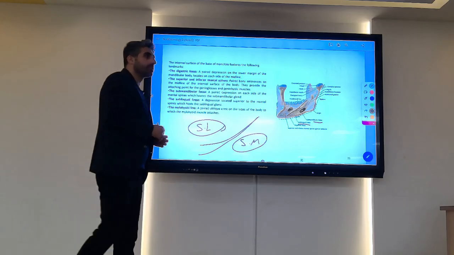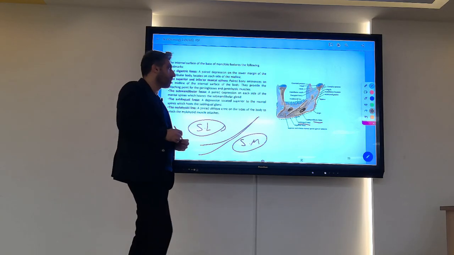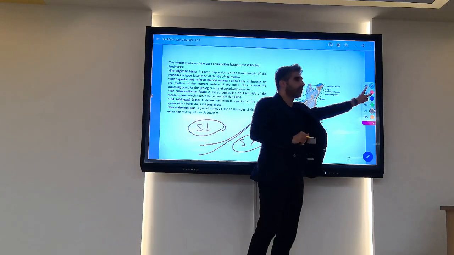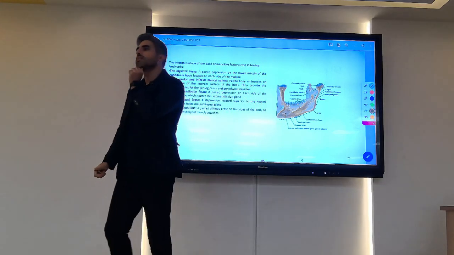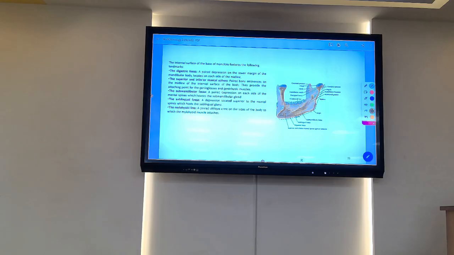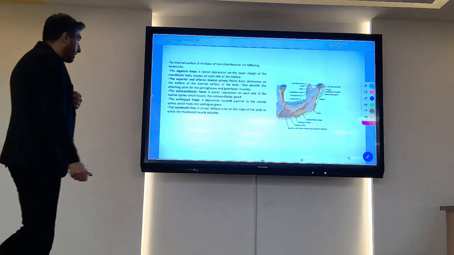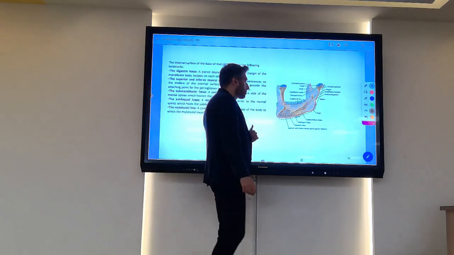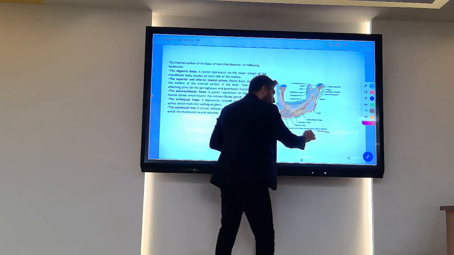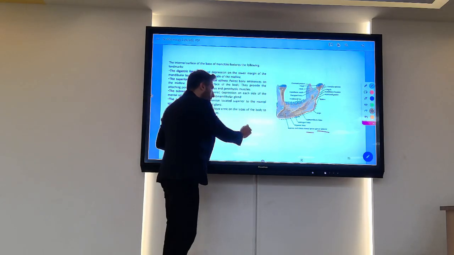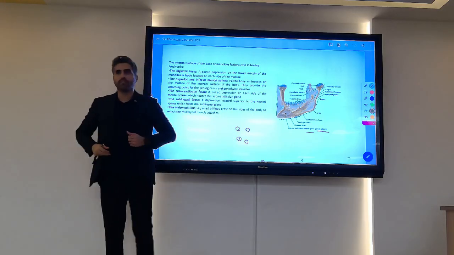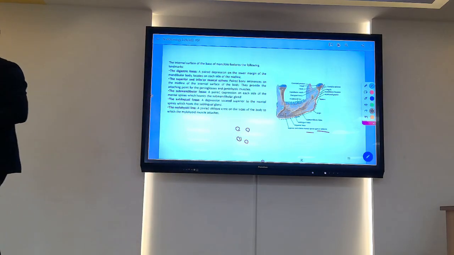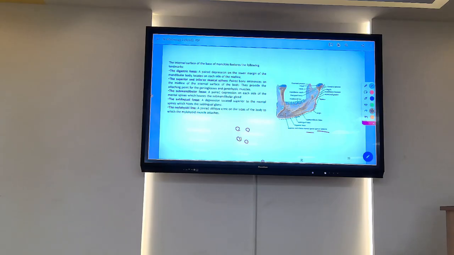Inside of the body, besides this line and these two fossae, we have some small spines, exactly medial to the mental region. Here, we have some small spines, or we say genial tubercles, or mental spines. Two superior, two inferior. So you have four mental spines or genial tubercles. What is the benefit of these spines? Origin of which muscle?